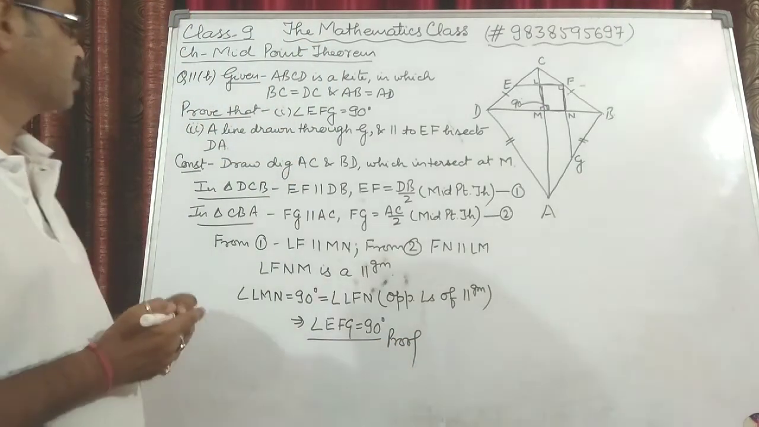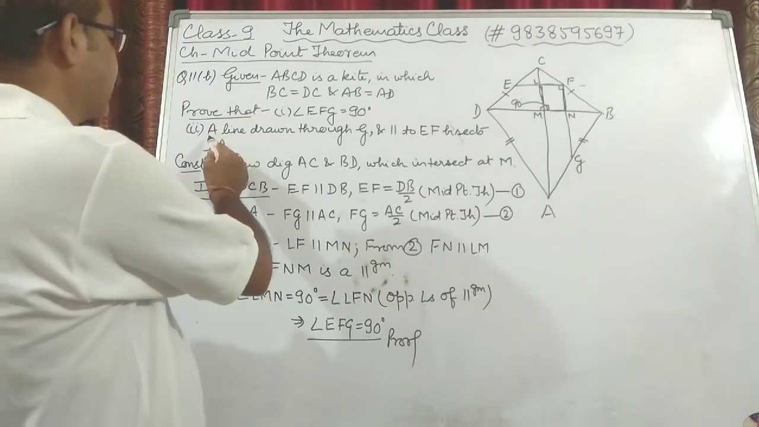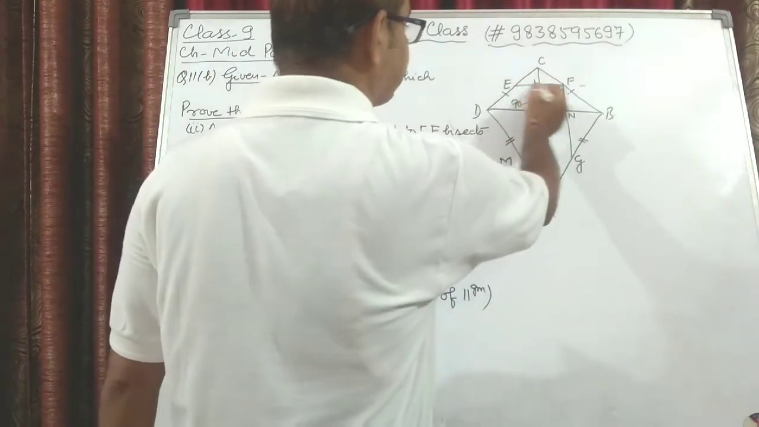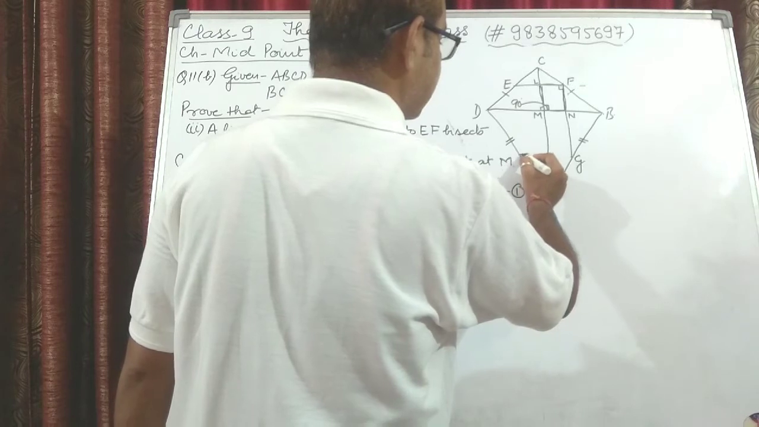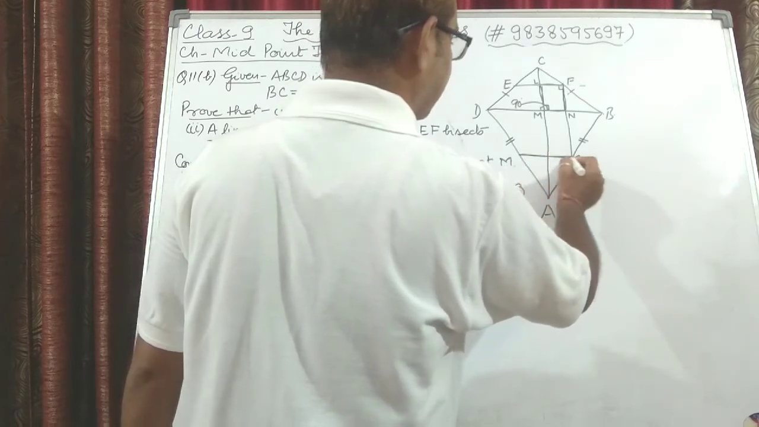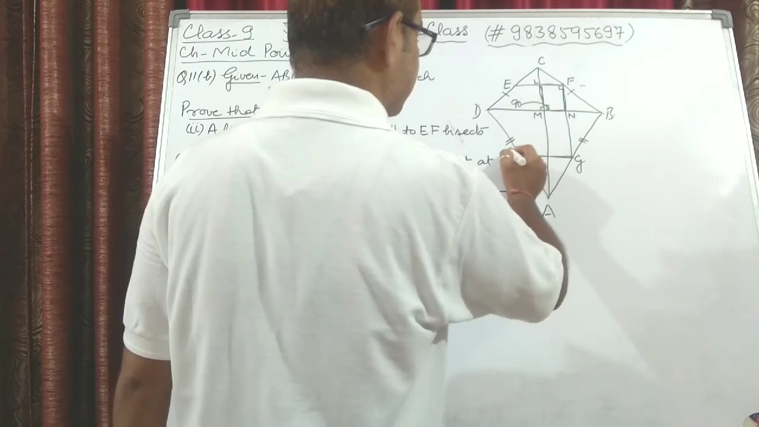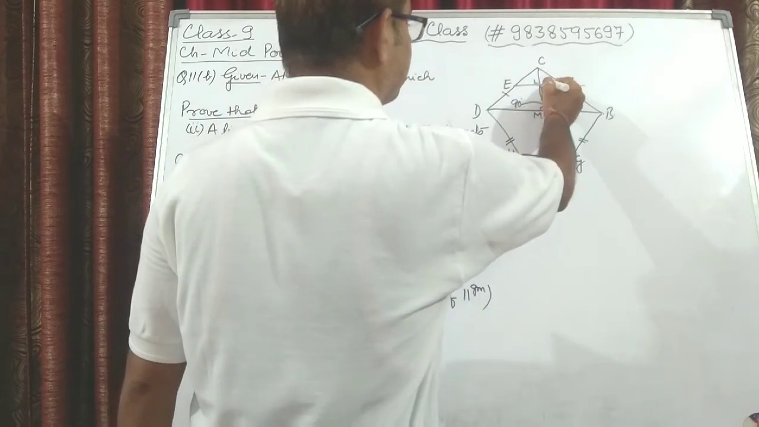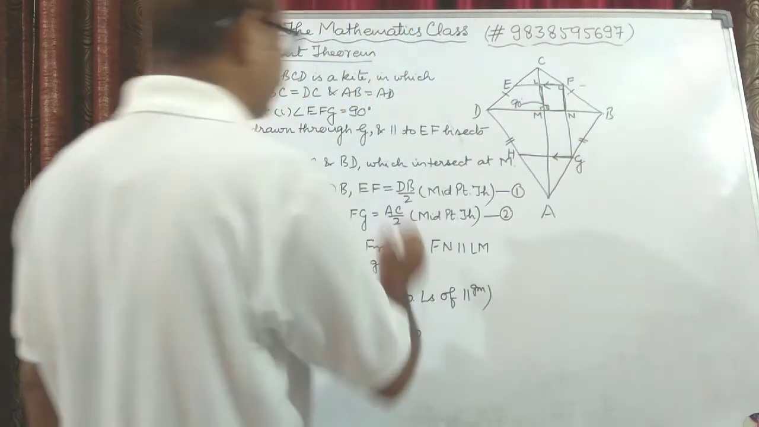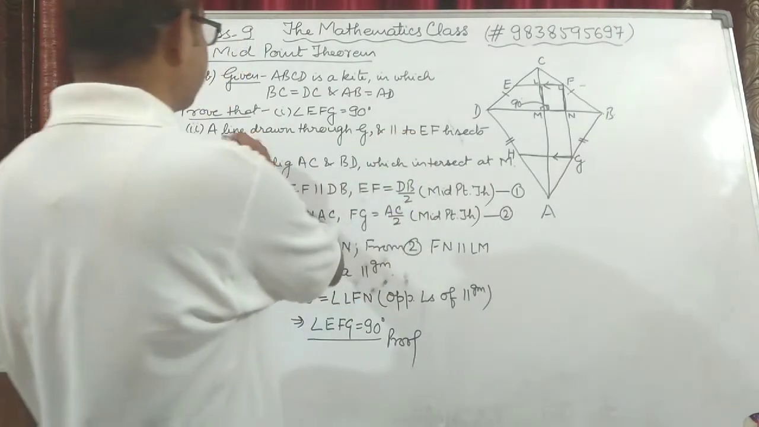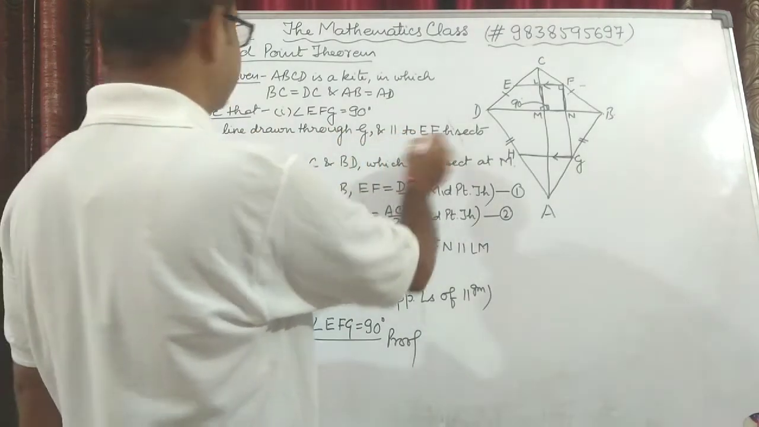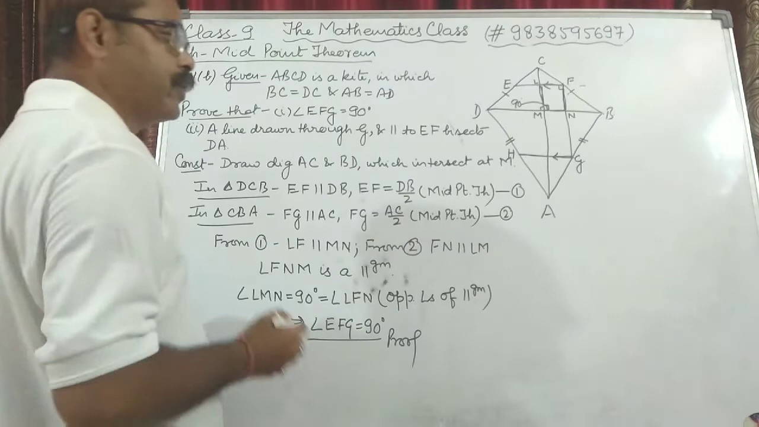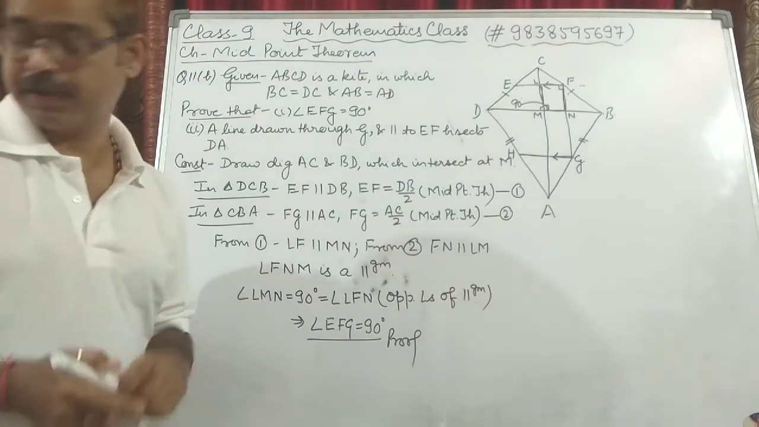This is your proof. First part has been proved. Now we will move on to the second part. They say a line drawn through G parallel to EF. Through G, EF is this, so parallel to EF means it has to be something like this. Let us name this point as H. So a line drawn from G parallel to EF means these two lines are parallel. We have to prove that the line drawn through G parallel to EF bisects DA. It means you have to prove that H is the midpoint of AD. Let us see how it is like that.